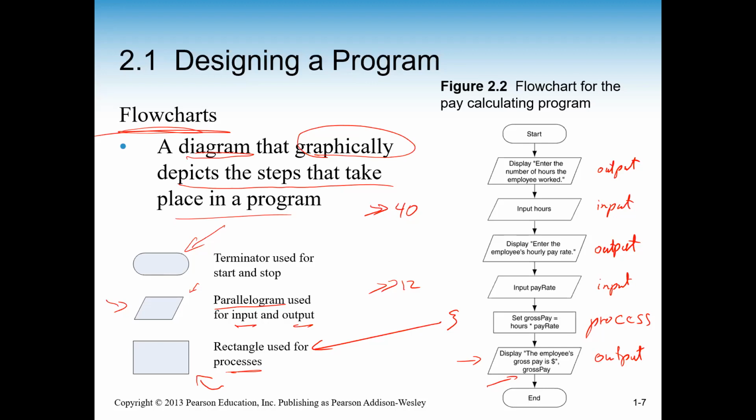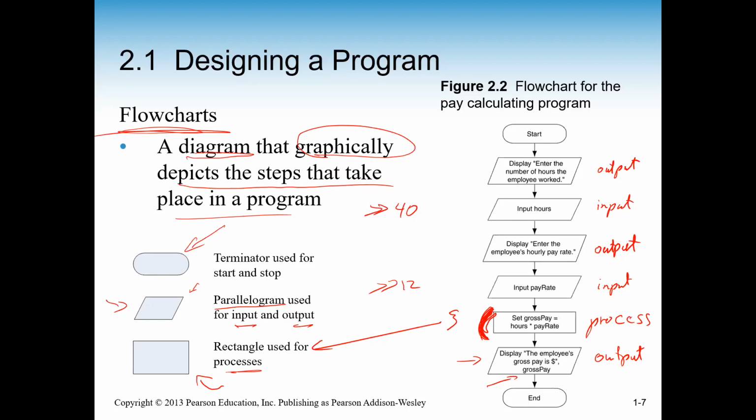So my question is, for the rectangle, if it's multiplying or putting anything together, that counts as the process instead of the output? Can you speak up a little bit? I could barely hear you. So for the rectangle. The rectangle, yes? Yeah. So if it's multiplying something to get data, that counts as the process, yes. Not an output.